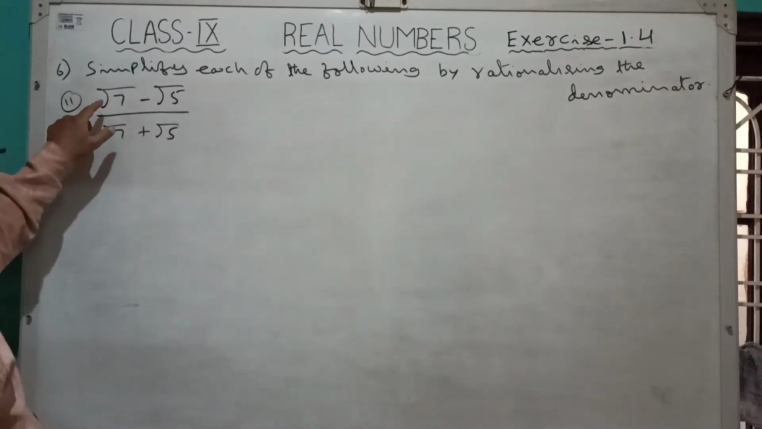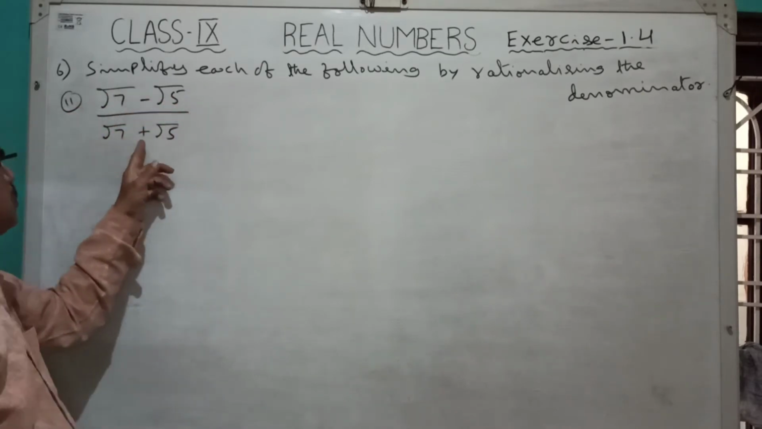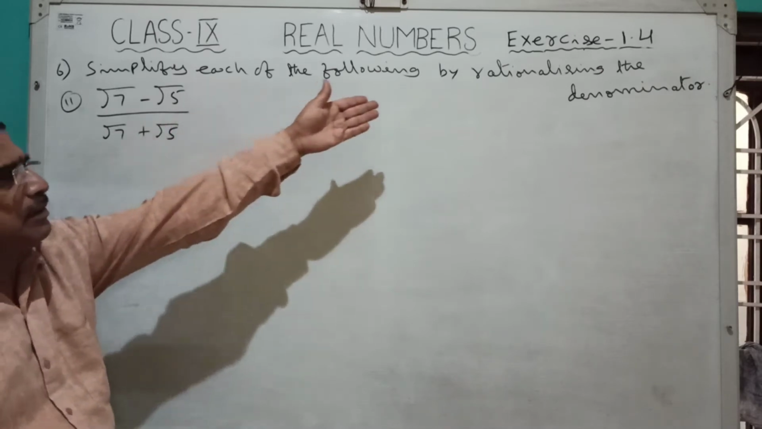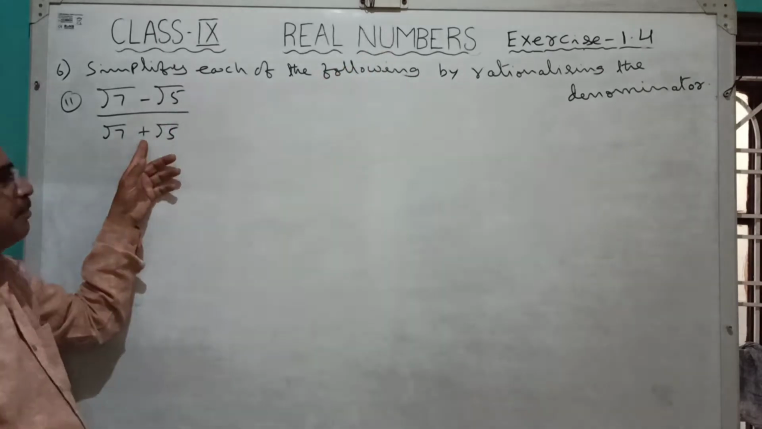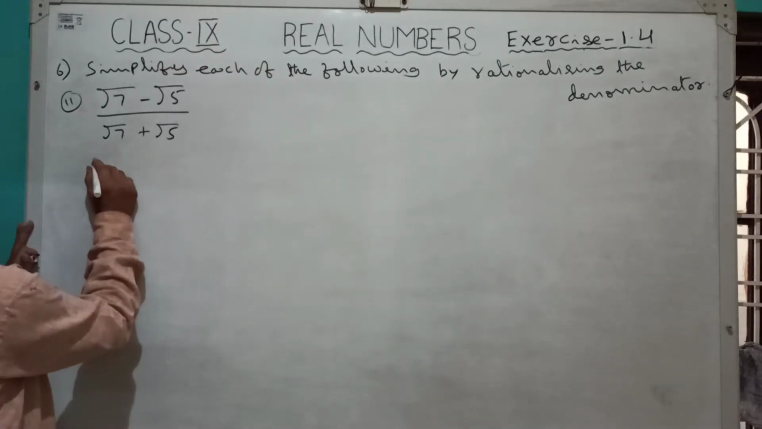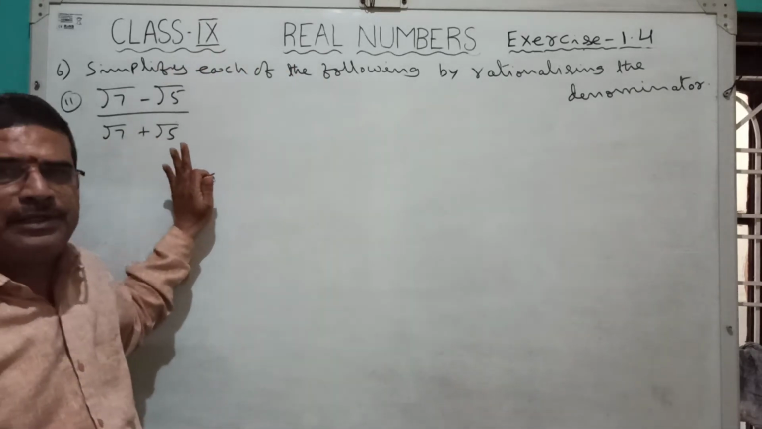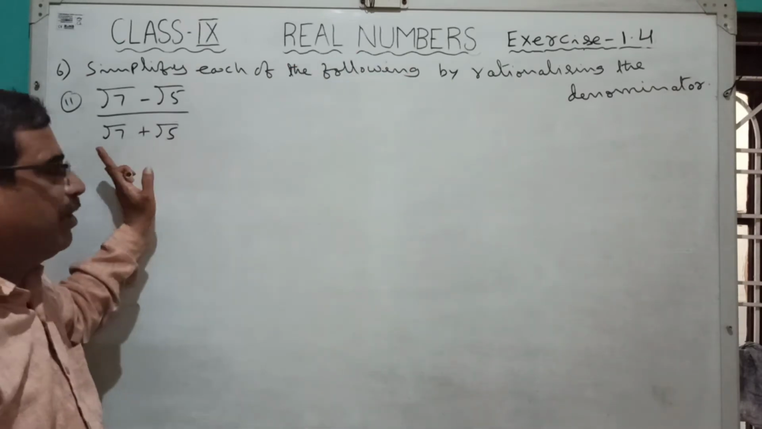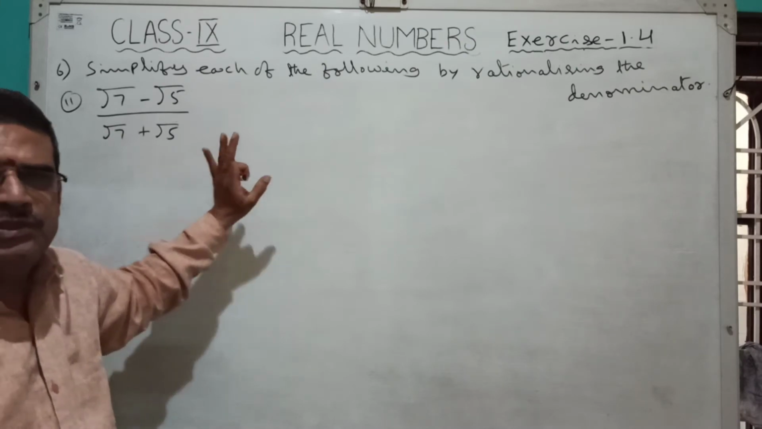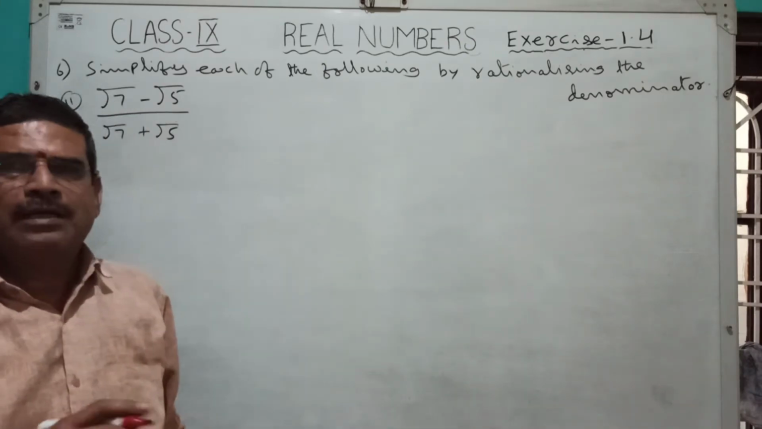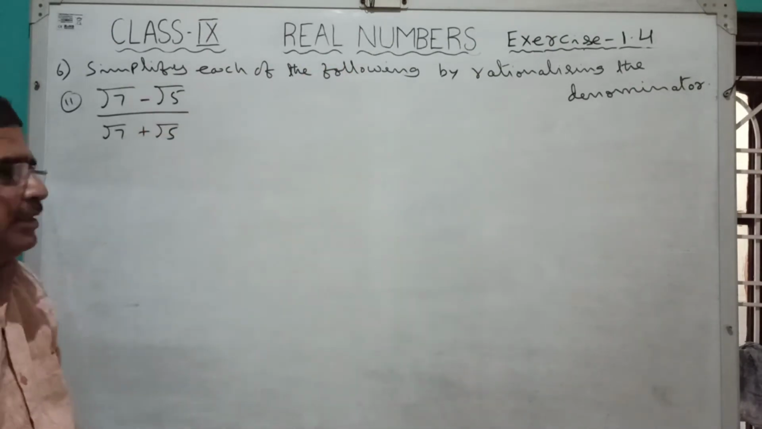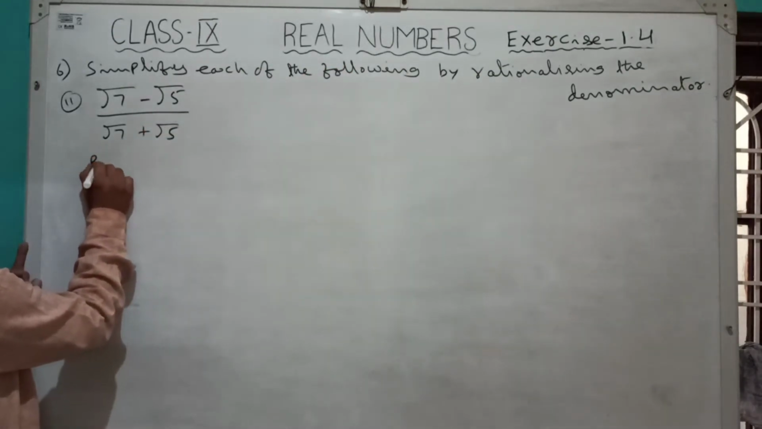So the second question is (root 7 minus root 5) by (root 7 plus root 5). Same, rationalizing the denominator. Here plus symbol is there, so I have to multiply with minus. We can write in another way also. Multiply and divide with root 7 minus root 5 is one type of writing. Another way is also there: rationalizing the denominator, that we can also write. So I am writing like that.